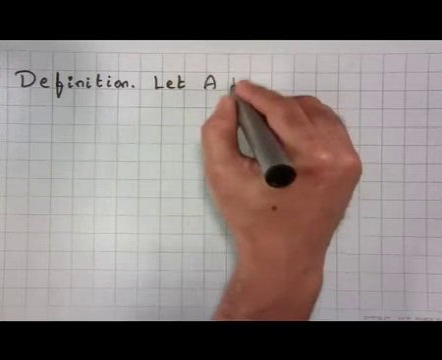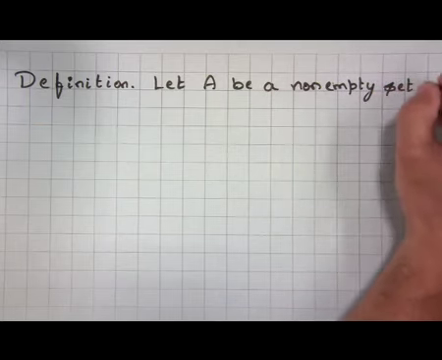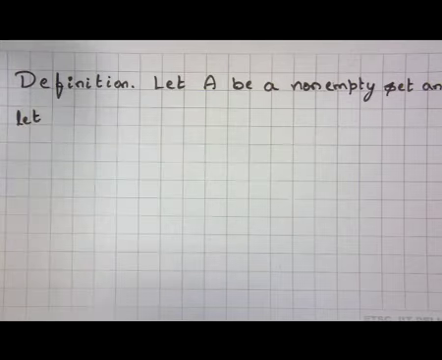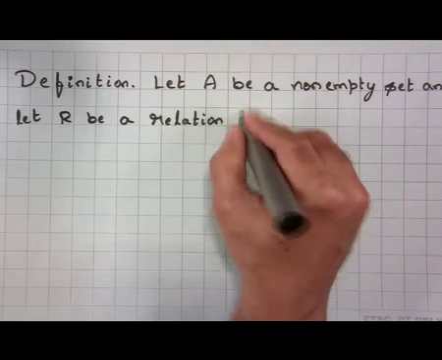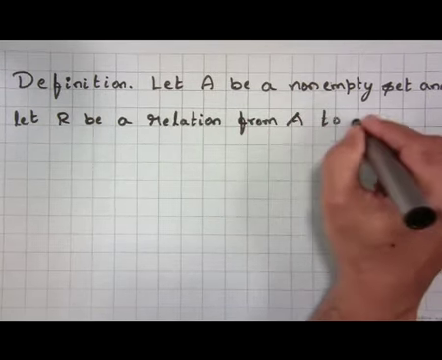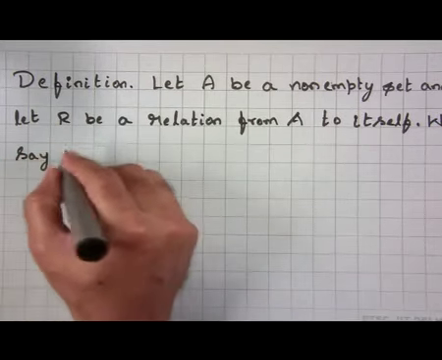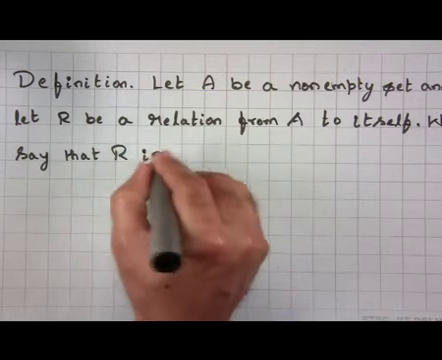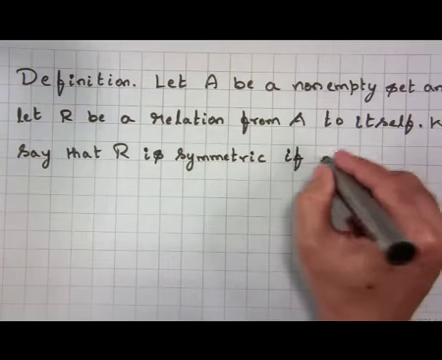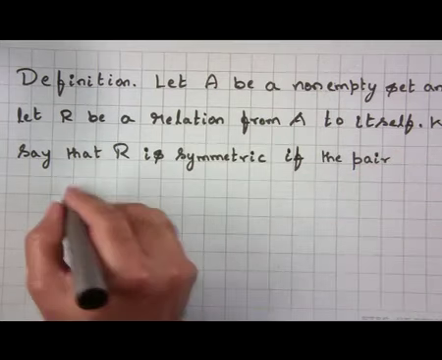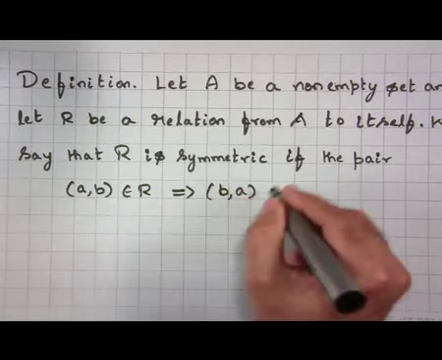Let A be a non-empty set and let R be a relation from A to itself. We say that R is symmetric if the ordered pair A comma B belongs to R implies the opposite pair B comma A is also in R.